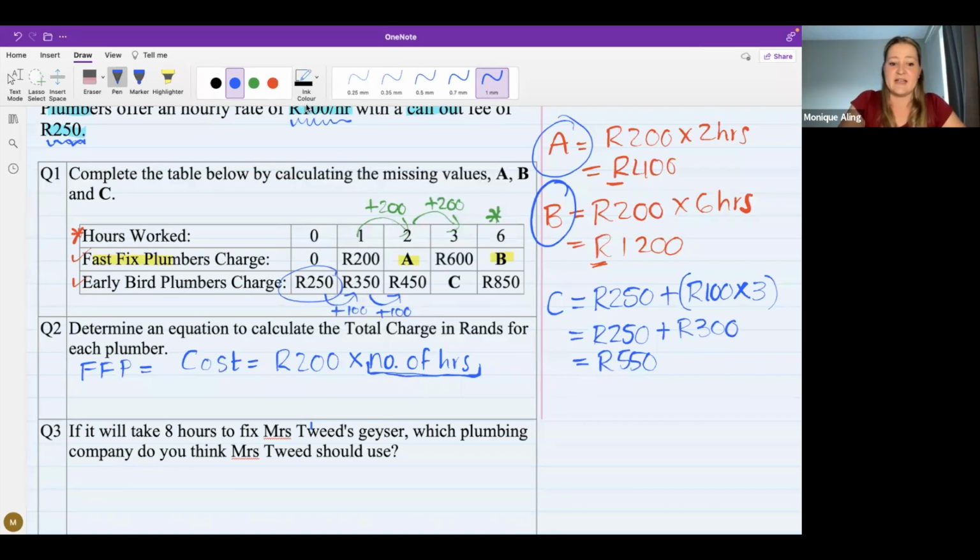Okay. Then looking at Early Bird Plumbers. So I'm just going to abbreviate here, Early Bird, so EBP. This one's slightly different. But all we're doing is taking how we worked out C and putting it into a general formula. Anyone want to give it a go?